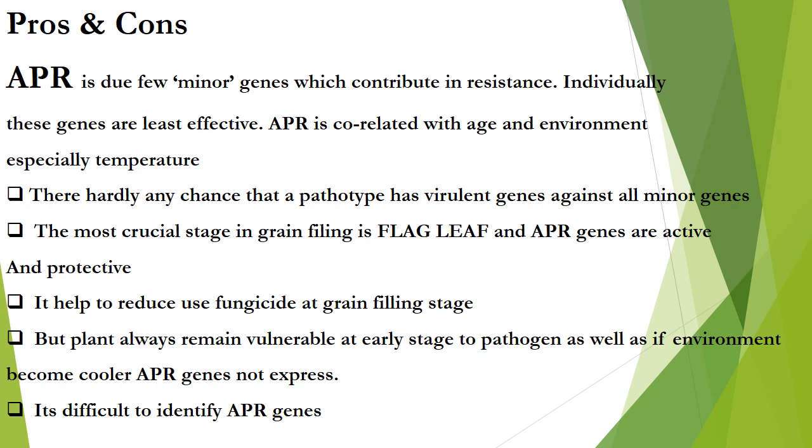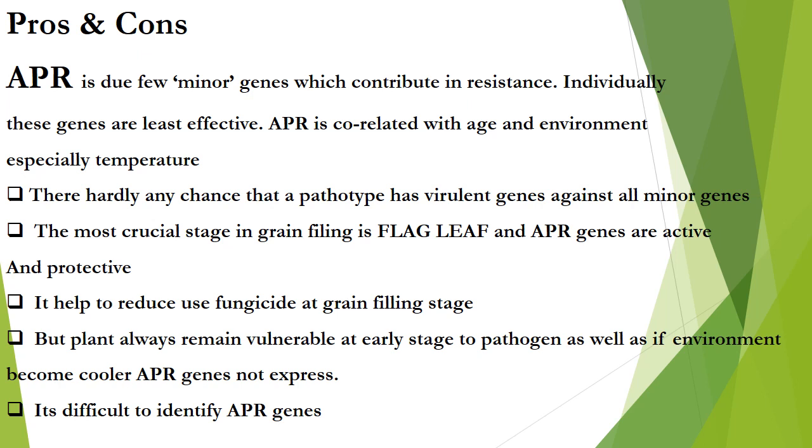But this resistance is correlated with the age of the plant as well as the prevailing environment. Age, as I told you earlier: in case of wheat, the genes responsible for adult plant resistance only express themselves from tillering to the booting stage. While in case of environment, the temperature is the most crucial factor. At a certain temperature, these genes express themselves. If that temperature is not reached in the field, they will never express themselves, even though the plant is at the tillering or booting stage.